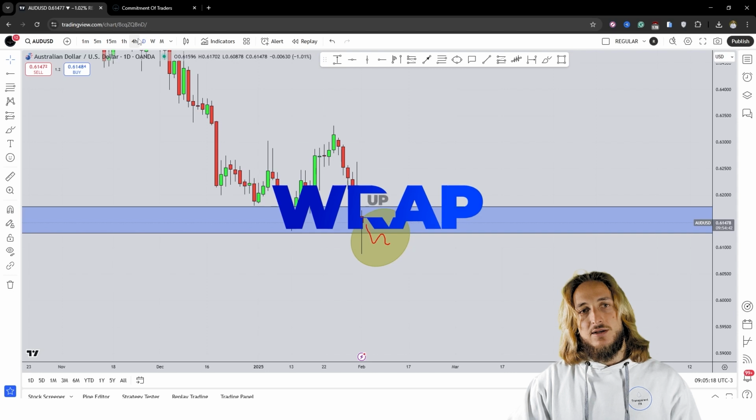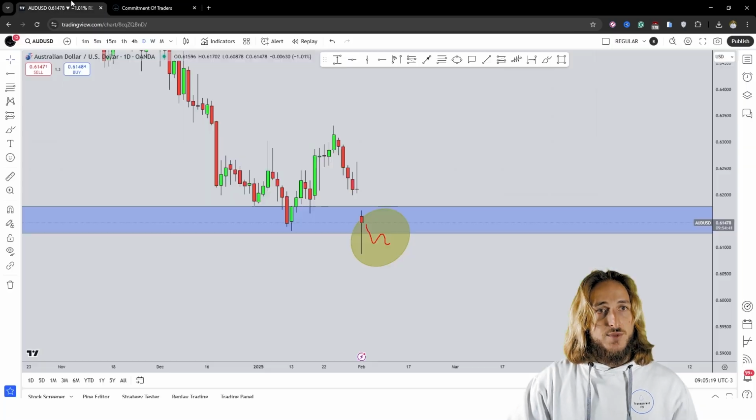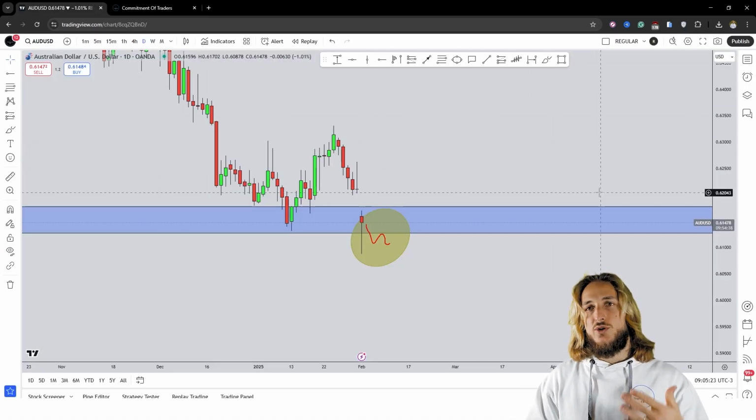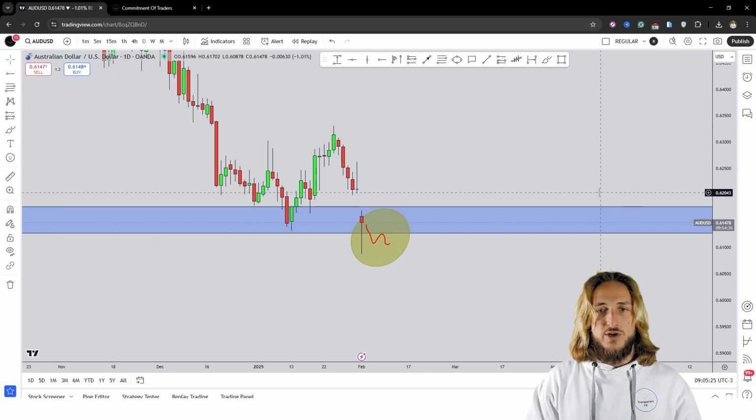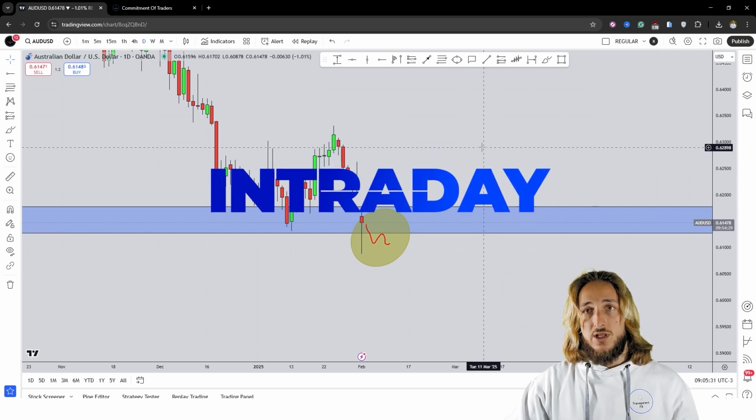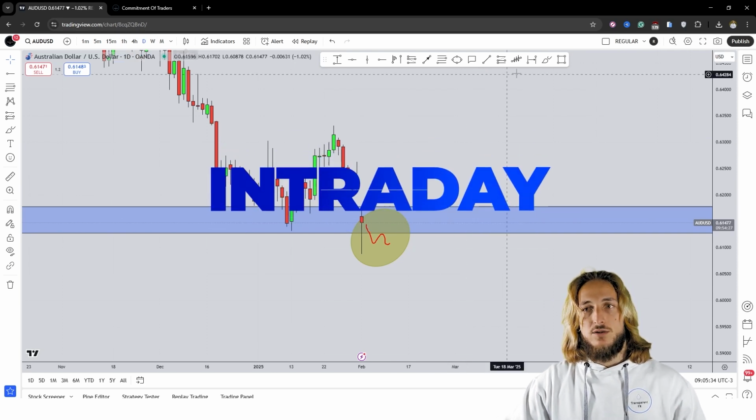The monthly, weekly, and daily time frames combined with the COT data, those are the best time frames when it comes to the directional aspect of the market. However, when it comes to identifying early shifts in the trend of a market, the best time frames for that are the intraday time frames, so 4 hour and lower.